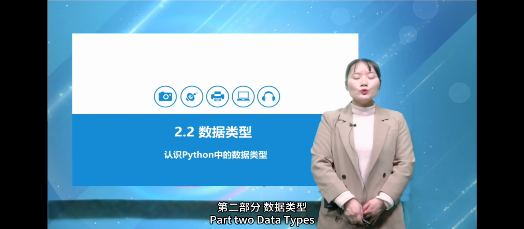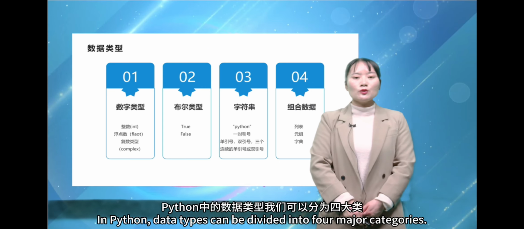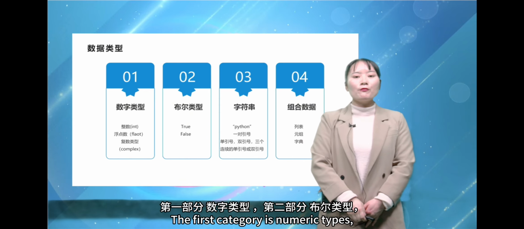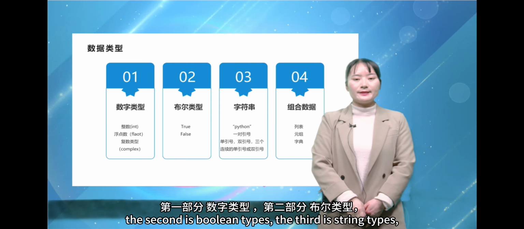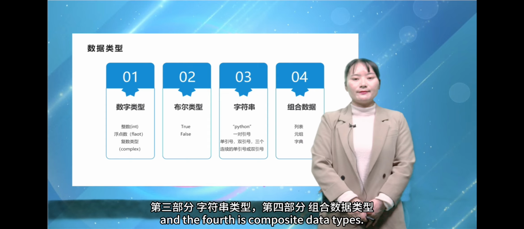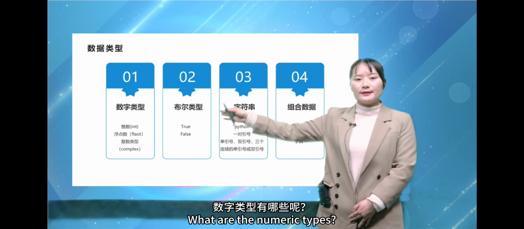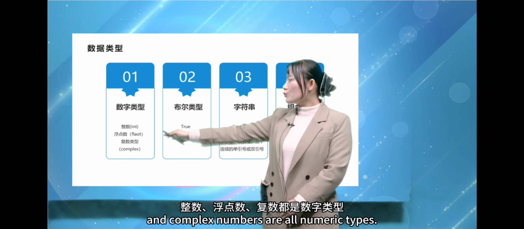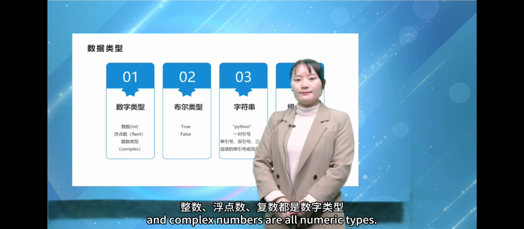Part 2: Data types. In Python, data types can be divided into 4 major categories. The first category is numeric types, the second is Boolean types, the third is string types, and the fourth is composite data types. What are the numeric types? Integers, floating point numbers, and complex numbers are all numeric types.